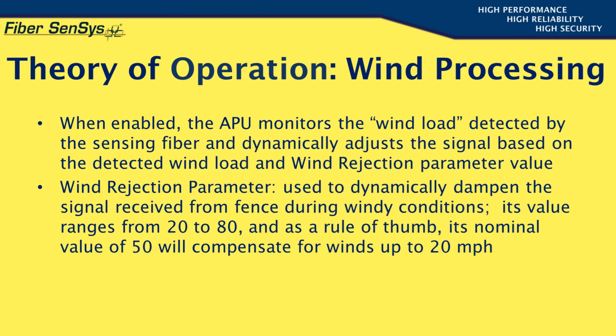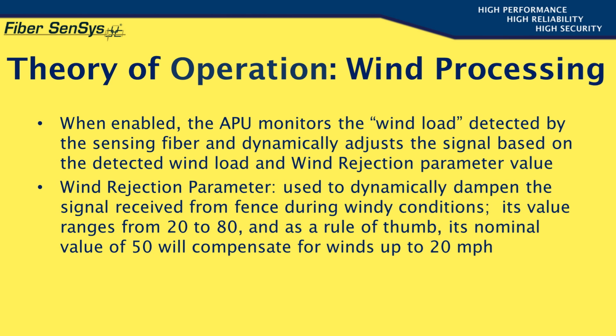Wind processing works by continuously analyzing the fence signal for a condition known as wind load. This signal is representative of a more or less continuous fence vibration, which the DSP recognizes as wind. As a matter of fact, any continuous fence vibration will be recognized as wind, so keep this in mind if there are any nuisance alarm sources that might make the fence vibrate. Wind processing will work with these as well. Anyhow, the DSP dynamically adjusts the signal gain based on the detected wind load in an amount set by the wind rejection parameter value. This parameter is used to dynamically dampen the signal in the presence of wind load.